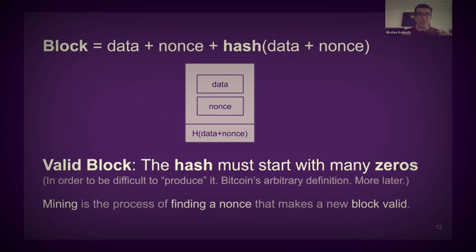But hashes usually don't start with many zeros. Hashes, as I showed you earlier, look very random. So it's very hard to produce a hash that starts with many zeros, because it's unlikely that a hash is so repetitive. So mining is the process of changing nonces constantly until you find a nonce that makes the new block that you're trying to mine valid.